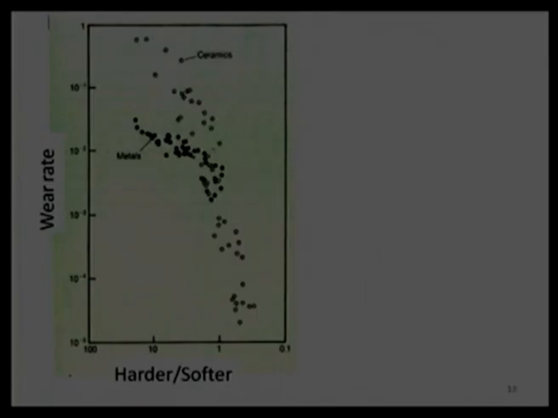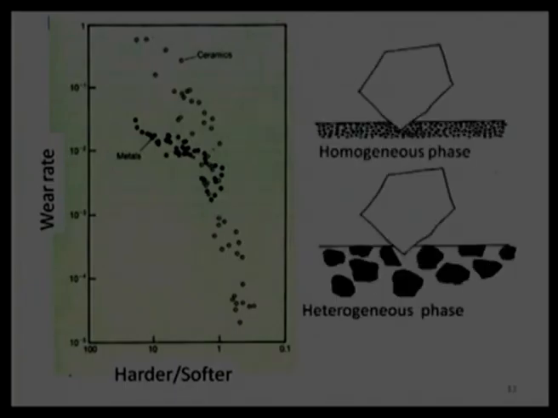Now, if this hardness ratio decreases, that means wear rate will come down, but for the other surface, it will not be for the one surface. There is another possibility of a material combination. We say that whether material is homogeneous or heterogeneous. If the material is homogeneous, wear rate will be lower.